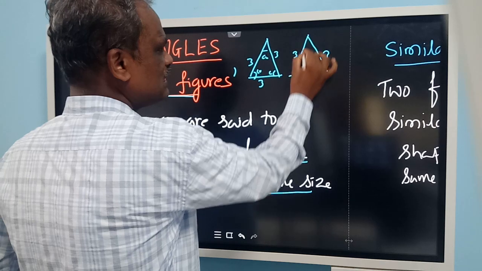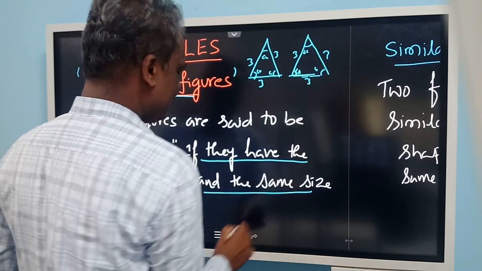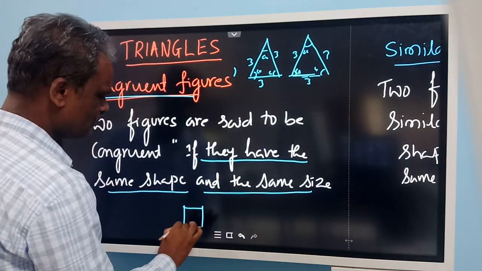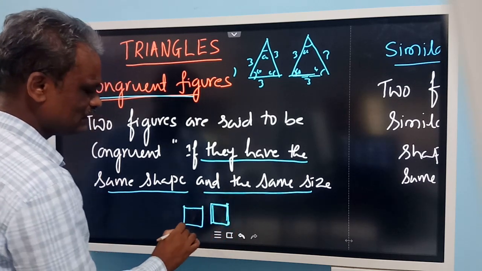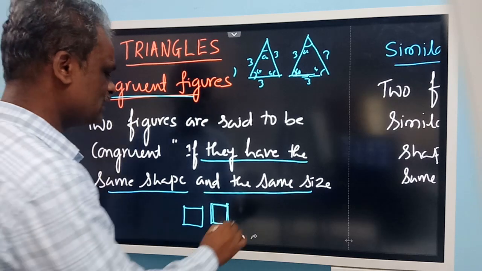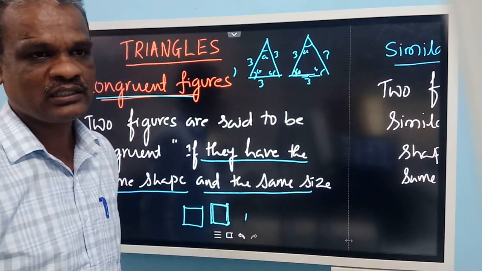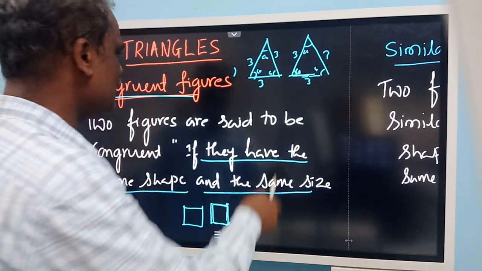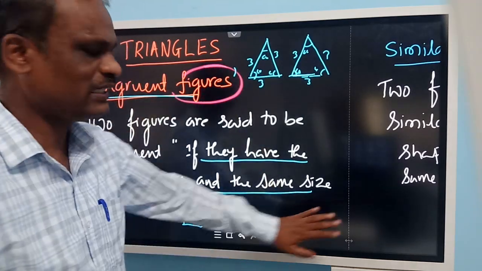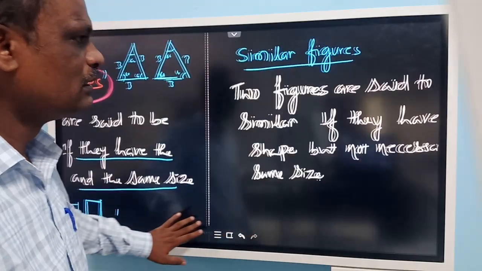Then this angle should be 60, 60, 60. Or you can take two passport size photographs, of the same person at the same age. If you take two passport size photographs, they are all congruent, having the same shape and same size. So such figures are called congruent figures. You have learnt in class 8 as well as in 9th in detail.